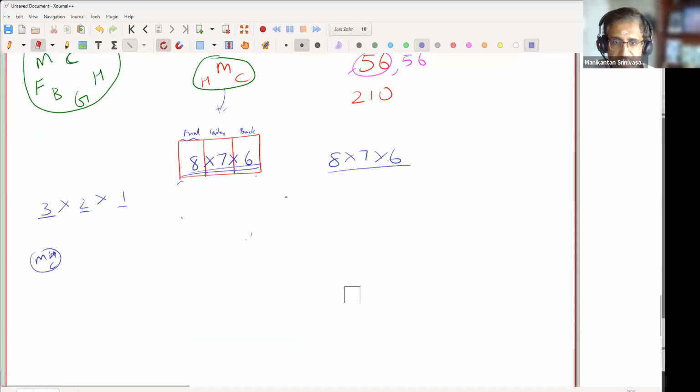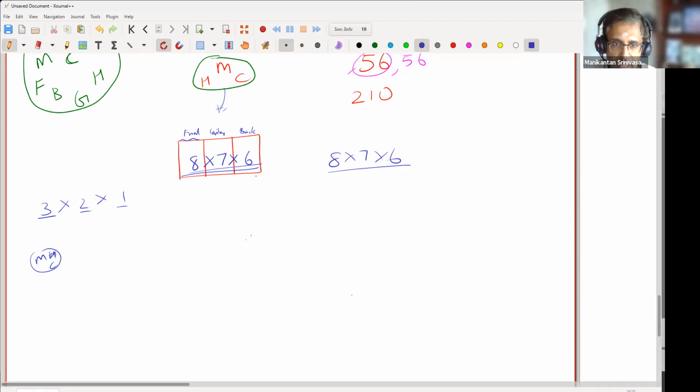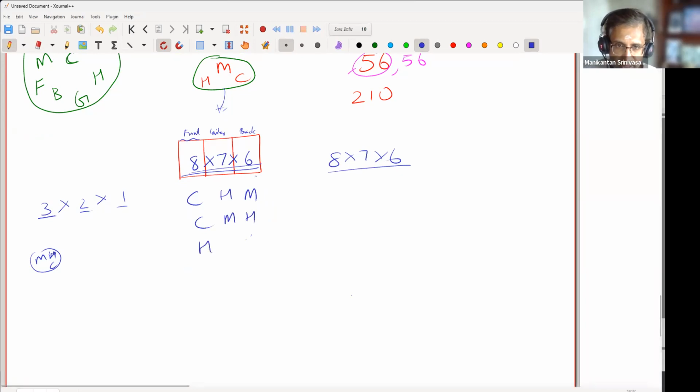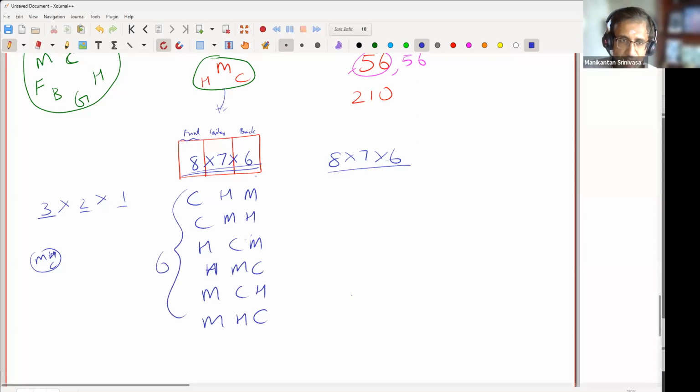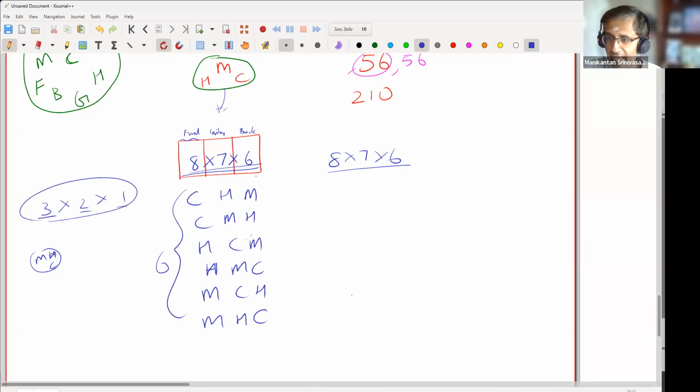So C comes first, then H, then M, right? Let's write it as they appear in the dictionary. So CHM, CMH, then HCM, HMC, and then MCH, MHC. These are the 6 ways in which I can arrange them. And actually, they're all the same set of 3 books if I'm just interested in choosing them. Therefore, to avoid the excess counting, I divide by 6 and compensate. So that's how I get 56. Is this clear how I arrive at 56?